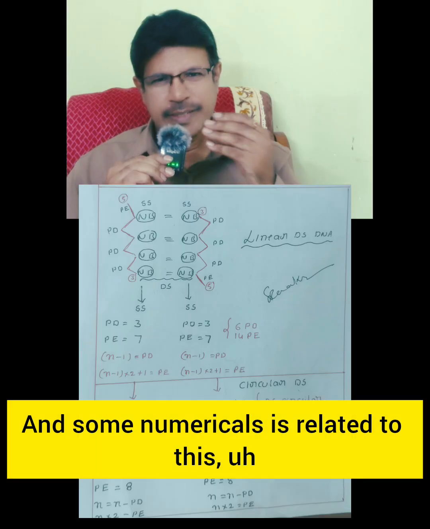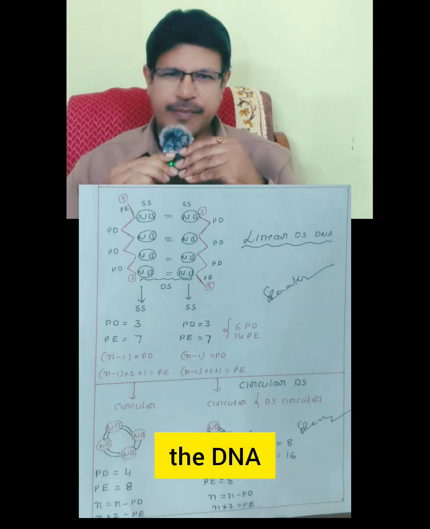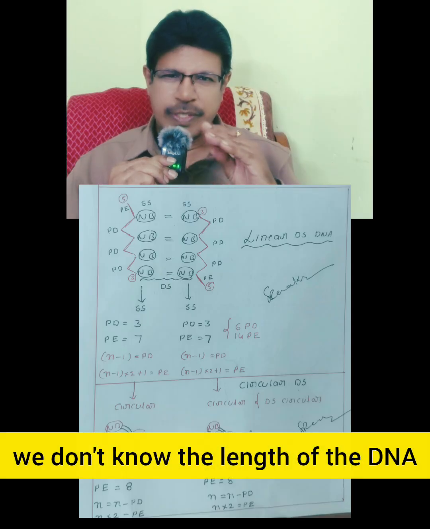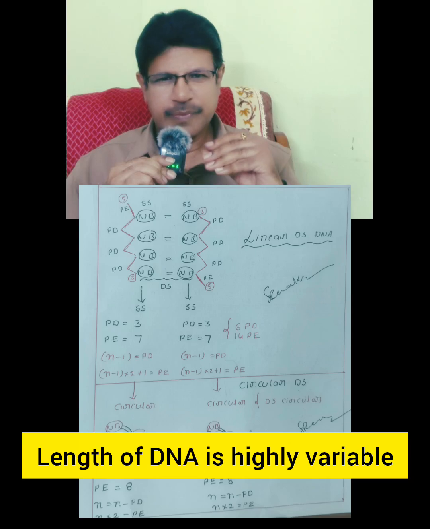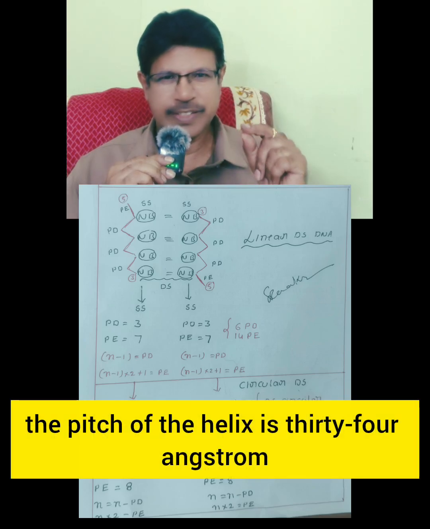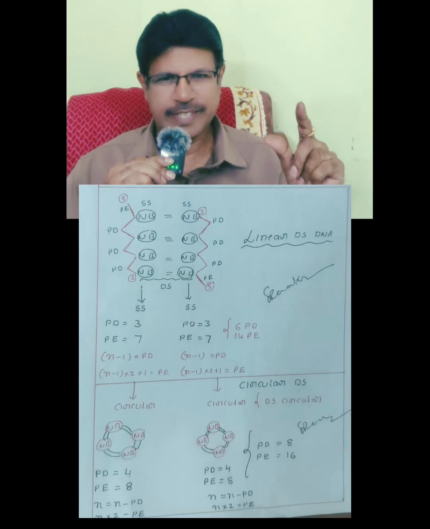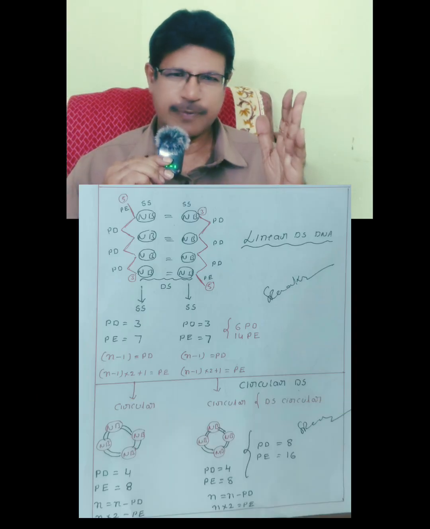And now some numericals related to this. DNA. We don't know the length of the DNA. The length of DNA is highly variable. The length of one spiral, the pitch of the helix, is 34 angstrom. We know 34 angstrom can accommodate roughly 10 base pairs, that is 20 nucleotides, 10 purines, 10 pyrimidines.